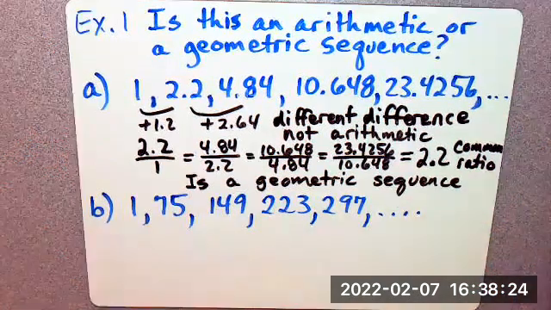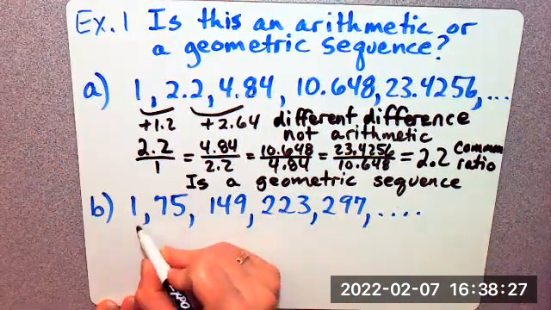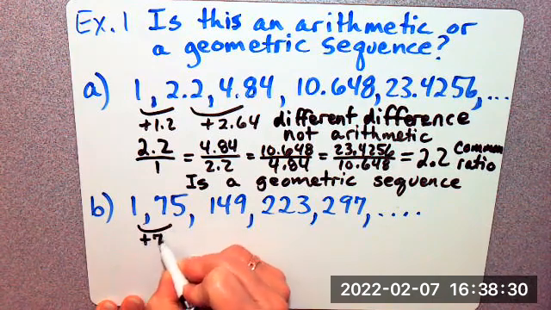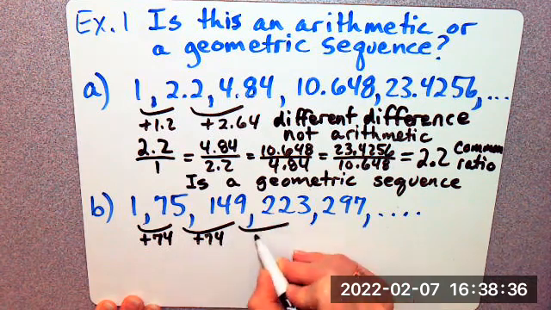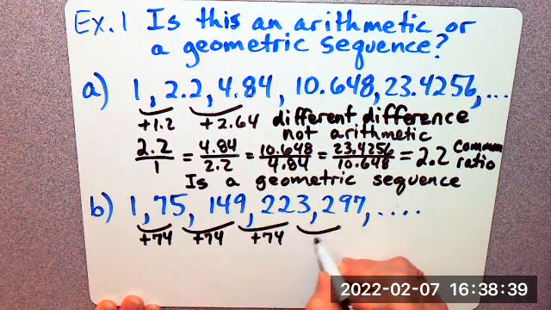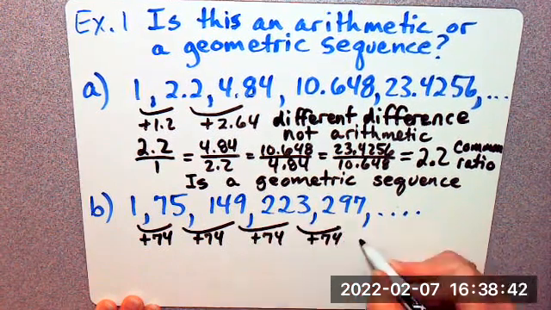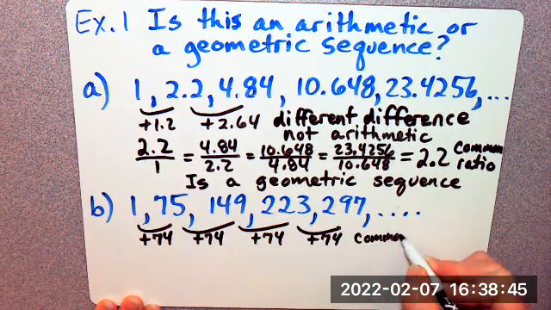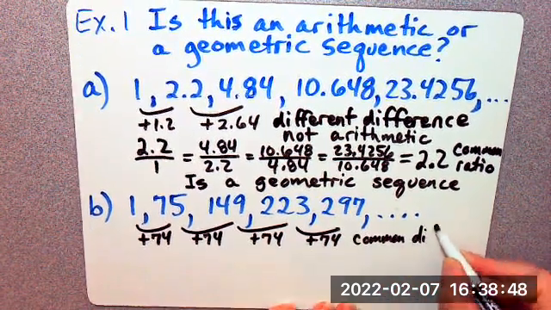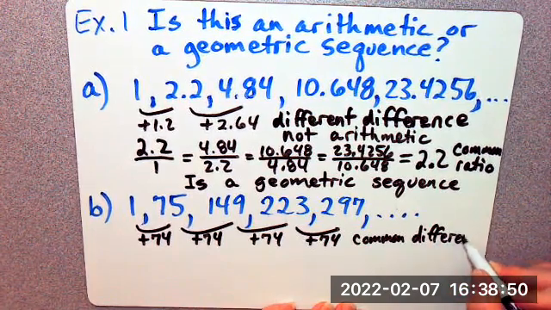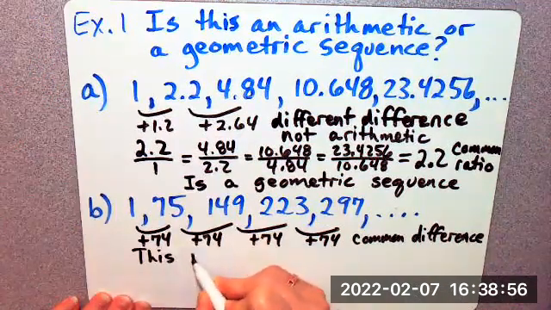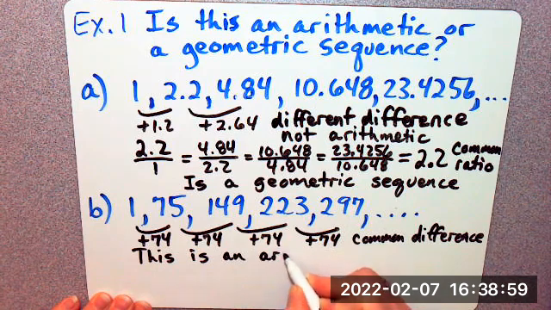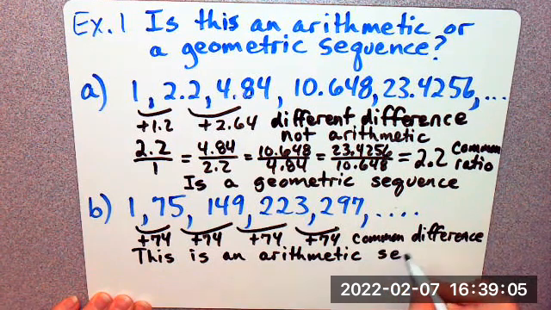All right, so let's take a look at this. We're going to start with our difference. If we move from here to here, we have plus 74. And surprisingly enough, that's plus 74. Let's try again. Plus 74, and we're going to try again, plus 74. So they have a common difference. If they have a common difference, this is an arithmetic sequence.